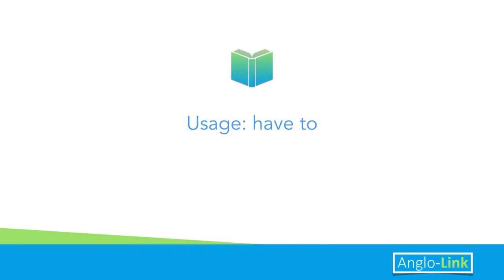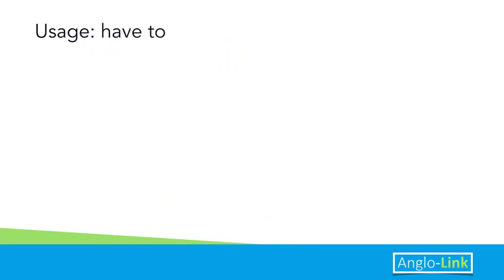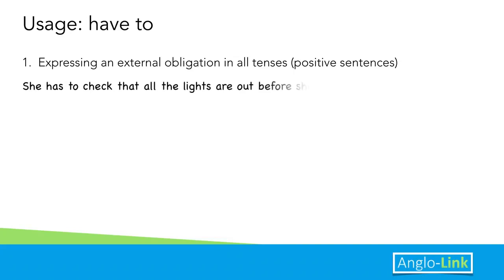Okay, now let's have a look at have to compared to must. Have to expresses an external obligation, and it can be used in all tenses in positive sentences. For example, she has to check that all the lights are out before she leaves the office. That's part of her duties.